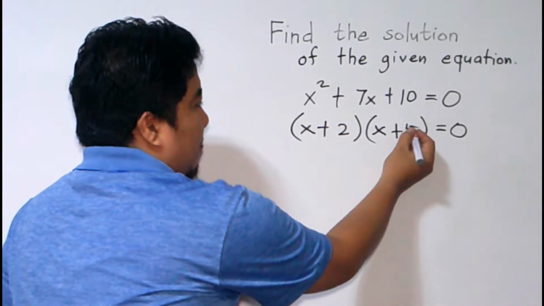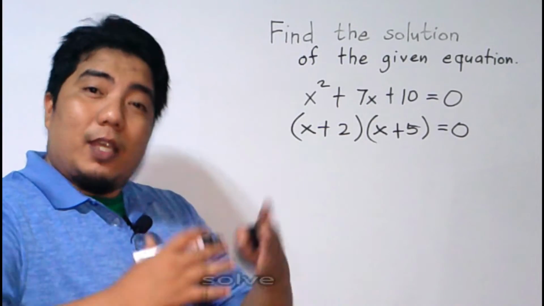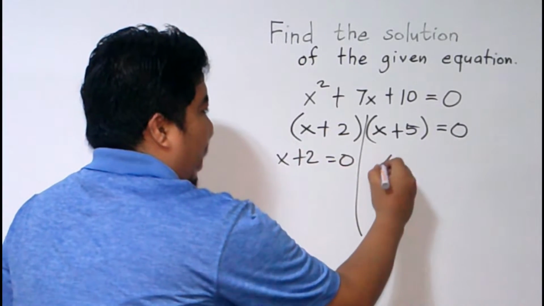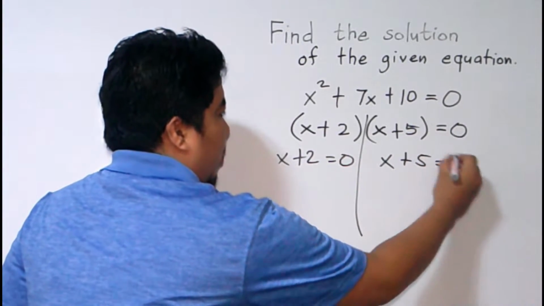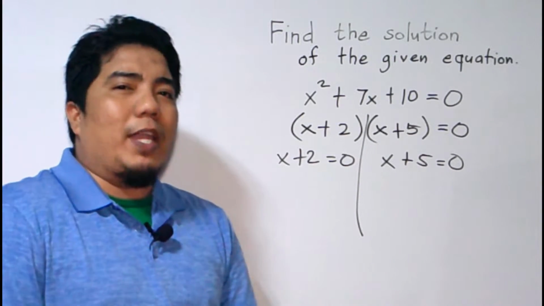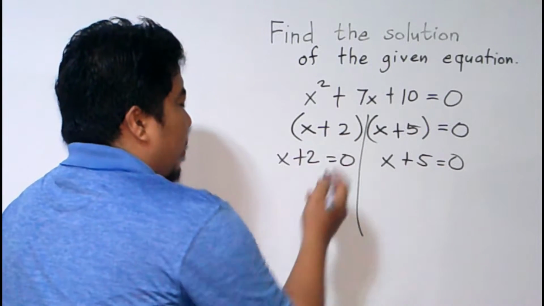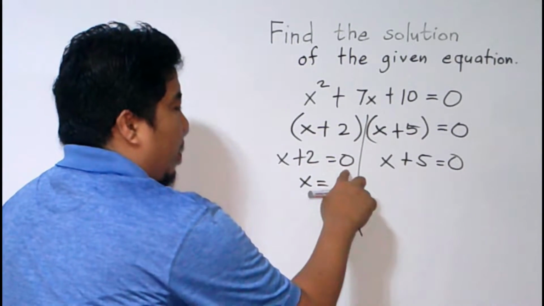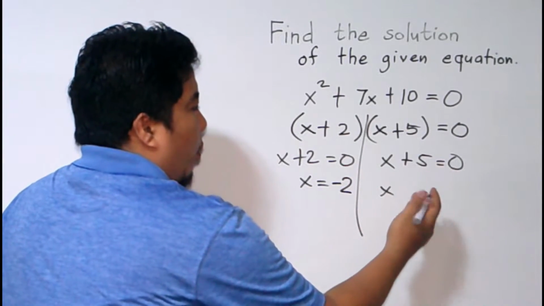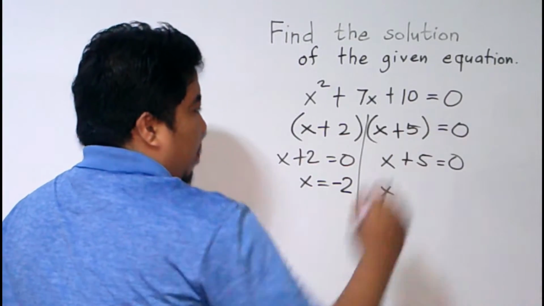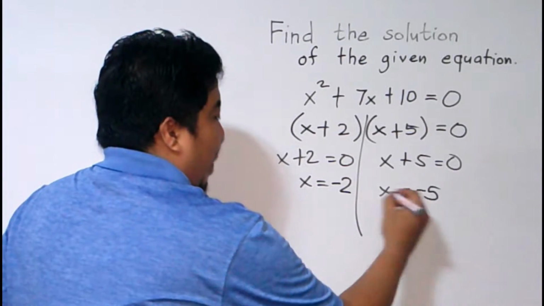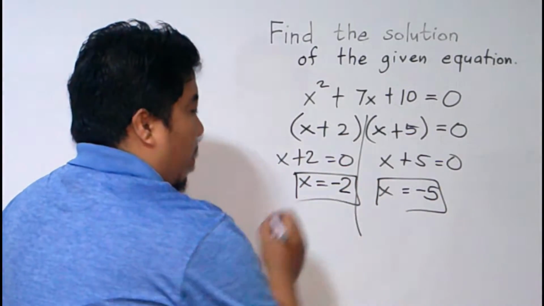Now, if we get this part, what we will do is we solve them separately. So, that is x plus 2 is equal to 0 and x plus 5 is equal to 0. So, what we will do here is very simple. We just transpose and we try to isolate our variable x. So, we transpose positive 2. It will give us 0 minus 2, which is negative 2. While in the other side, we have positive 5 or plus 5. We transpose that. That will become 0 minus 5, which will give us negative 5. So, these are the two values of our x.